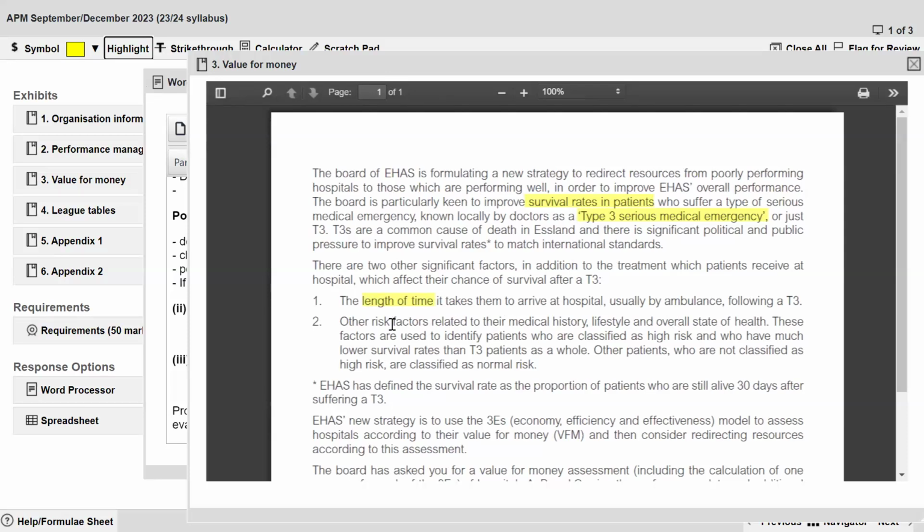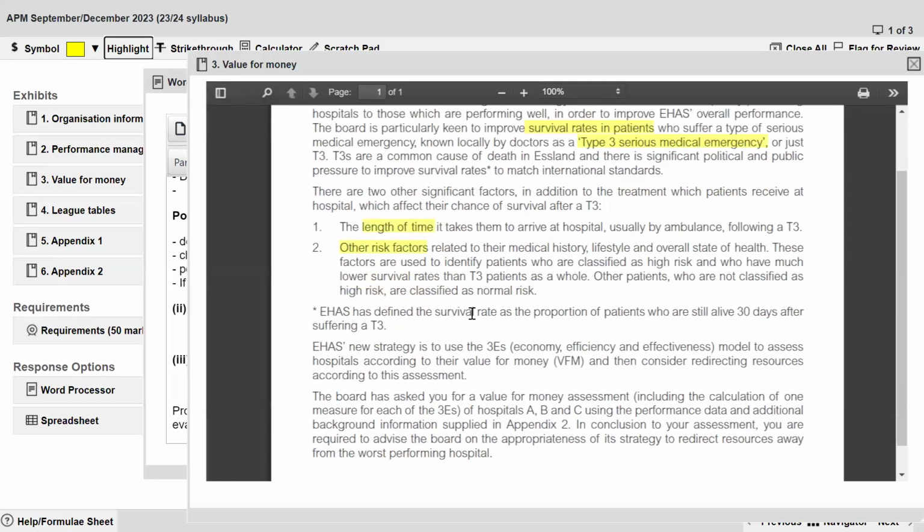The other factors are the risk factors related to medical history, lifestyle, and overall state of health. These factors are used to identify patients who are classified as high risk and who have much lower survival rates than the T3 patients as a whole. Other patients who are not classified as high risk are classified as normal risk. EHAS has defined the survival rate as the proportion of patients who are still alive 30 days after suffering a T3. EHAS's new strategy is to use the three E's, the economy, efficiency, and effectiveness model, to assess hospitals according to their value for money. So that's what they want to do, and then consider redirecting the resources.